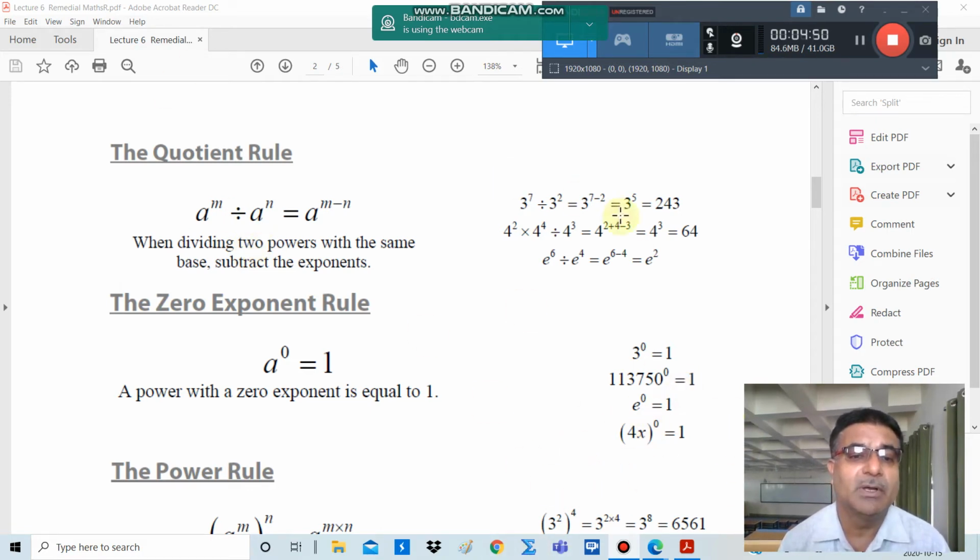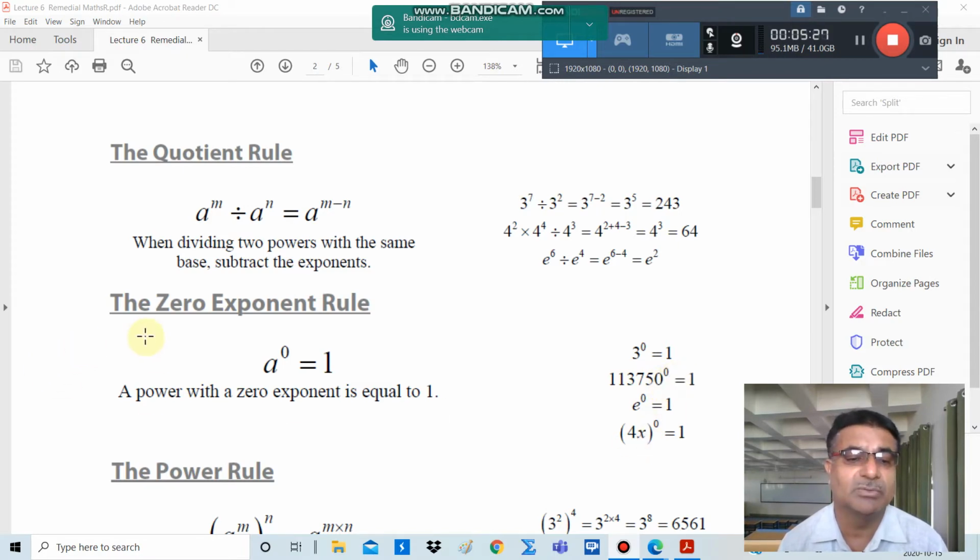Now the zero exponent rule. If a finite number a, the value of a is finite, to the power 0, this will be equal to 1. Remember, this is the finite value. If raised to the power 0, this yields 1. A power with a 0 exponent is equal to 1, but this base must be finite, then this will be equal to 1. These are some examples. 3 to the power 0 is 1, and this is a finite number, power 0 is 1, and so on.